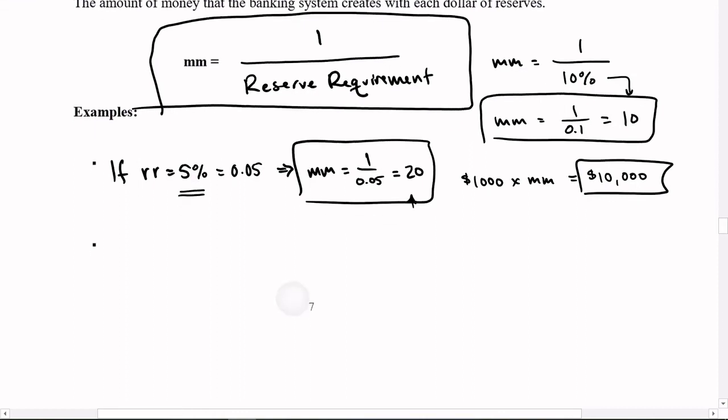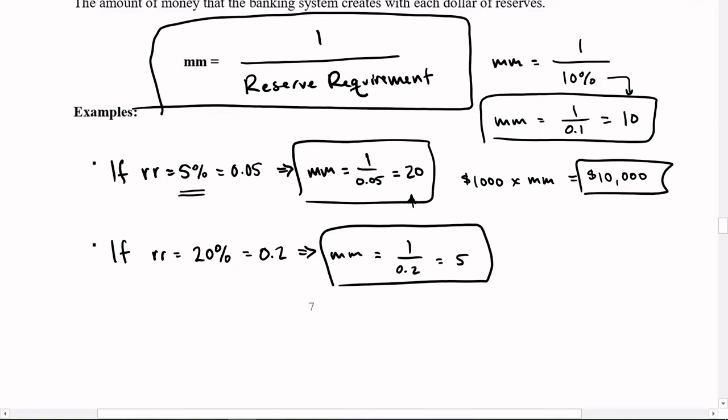On the other hand, if the reserve requirement is equal to 20% or 0.2, you could pause it and check it out if you'd like. But then the money multiplier equals 1 over 0.2, and that's just equal to 5. Compared to our 10% reserve ratio, if we increase the reserve requirement from 10% to 20%, the money multiplier goes down from 10 to 5.